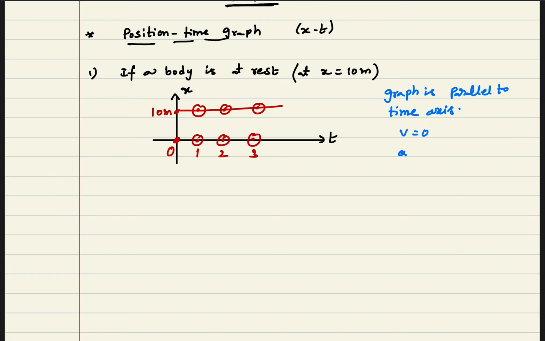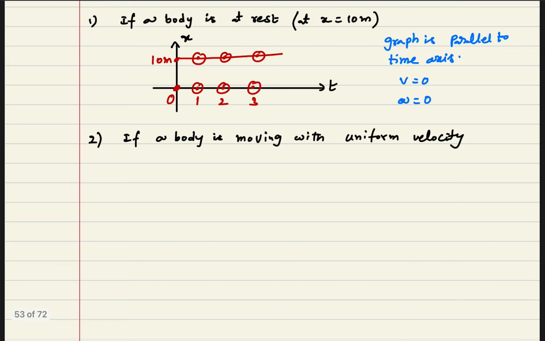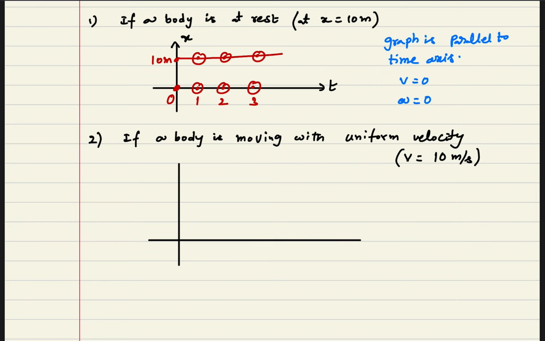Its velocity is equal to 0 and the body is not moving, so its acceleration is also 0. Now the second graph I am drawing. If a body is moving with uniform velocity, let us consider v equal to 10 meter per second. In that case, how is this graph? I am going to draw the position-time graph now.